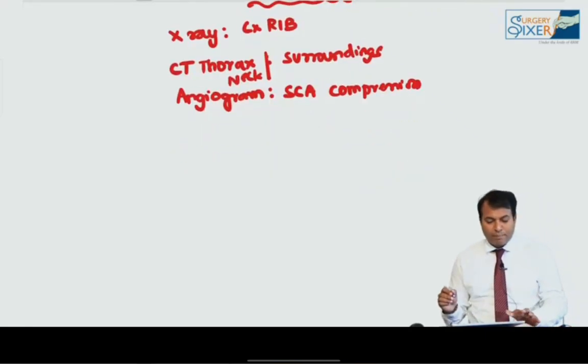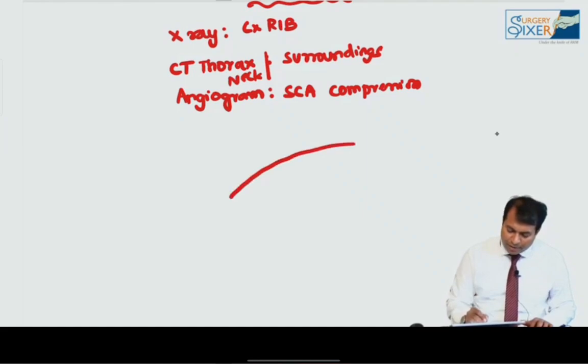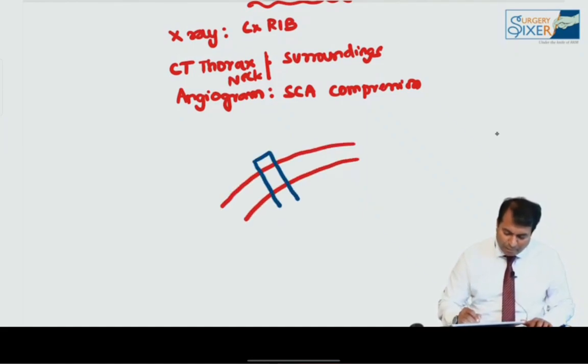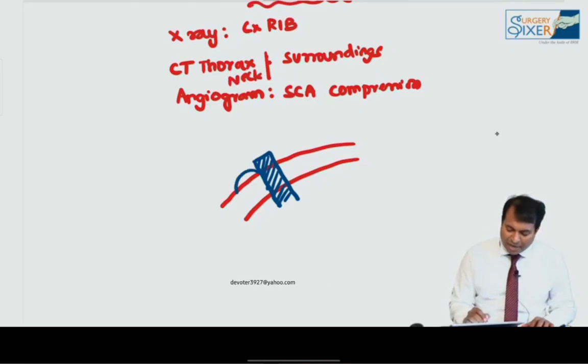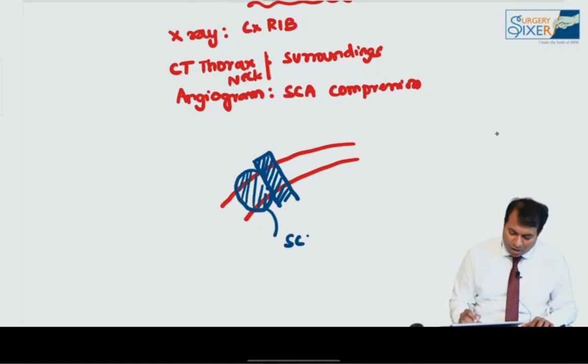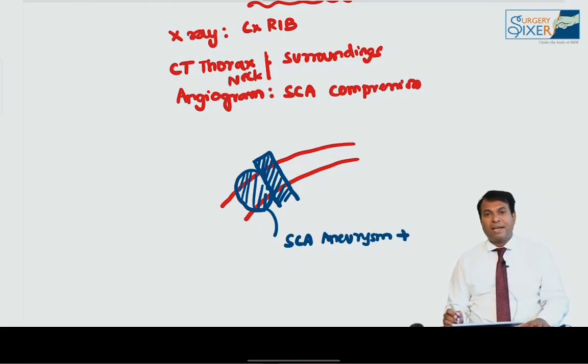At this point, I want to tell you one important point. The subclavian artery is this. As it is getting compressed by the cervical rib like this, it can develop an aneurysm because of compression. Please remember, it can develop an aneurysm like this. So we can sometimes palpate the subclavian artery. The aneurysm is also palpated in many cases. You should look for subclavian artery aneurysm.